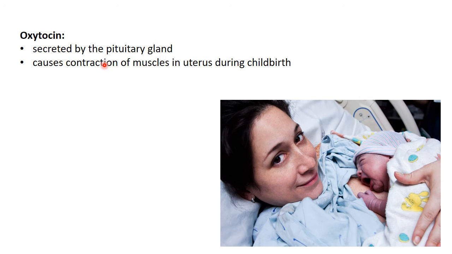Oxytocin is secreted by the pituitary gland. So another hormone that's secreted by the gland that's in our brain. It causes contraction of muscles in the uterus during childbirth.